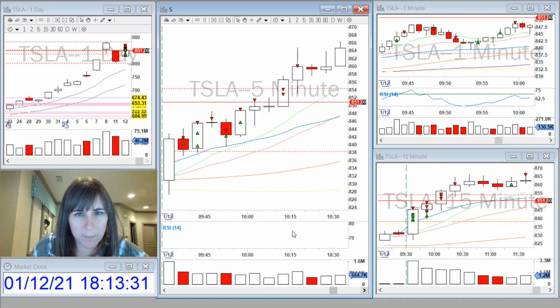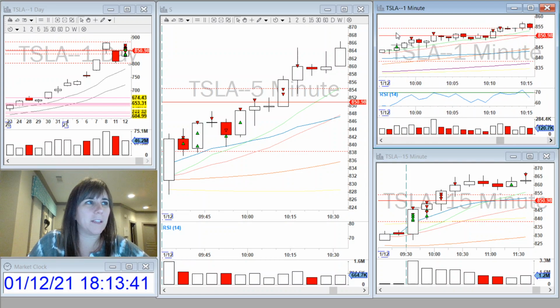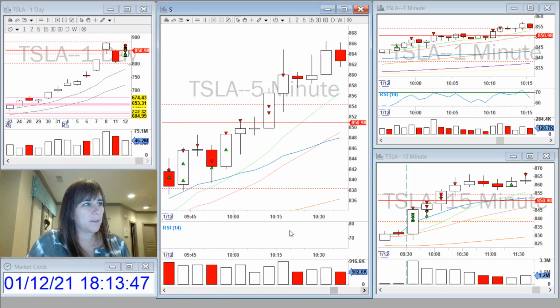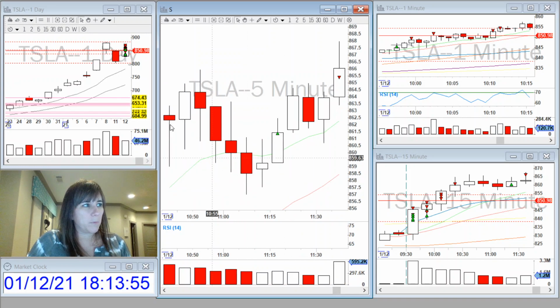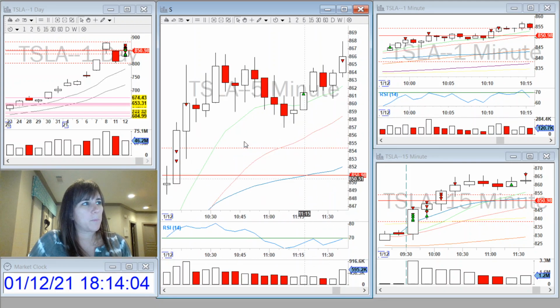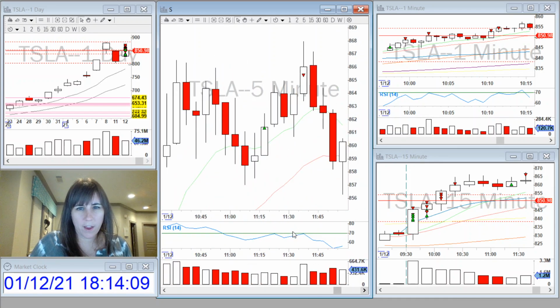I probably was too eager with my partials on this one. I wish I would have been a little bit more patient. I was taking them based on the 1-minute chart. And then after it consolidated, it was consolidating above yesterday's high. And on the 5-minute, it went below this 9 moving average on the 5-minute and then started making a new high. So I added to my position and then partialed quite heavily at the high of the day.